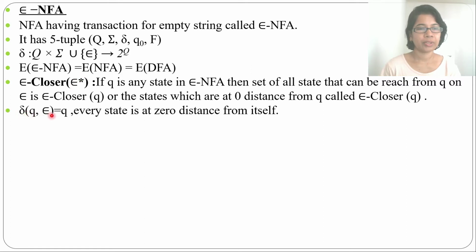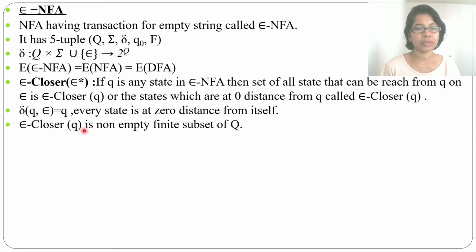So delta of Q, epsilon equals Q. Every state is at zero distance from itself. So that's why every state will be in the E-closure of itself. E-closure of Q is a non-empty finite subset of Q because the E-closure of Q will be at least Q itself, at least one state. So that's why it is a non-empty finite subset of Q.